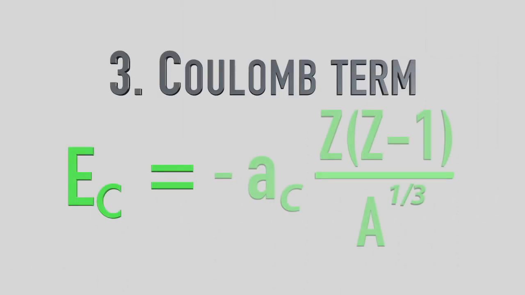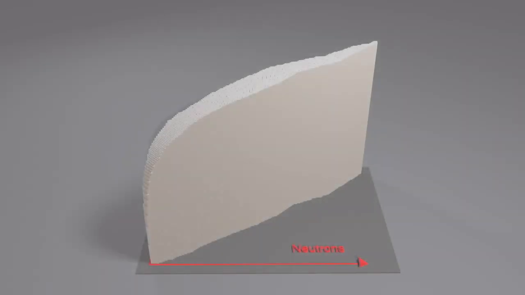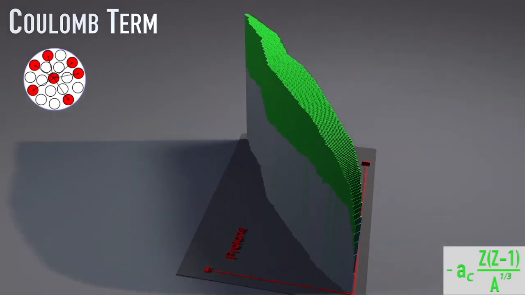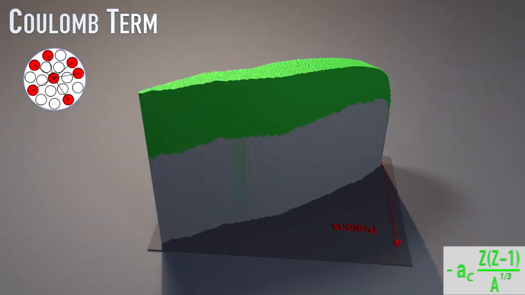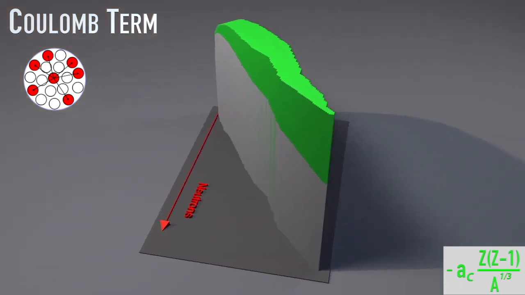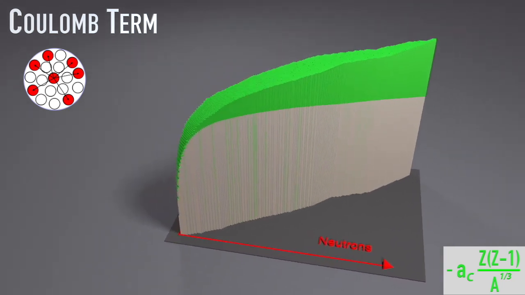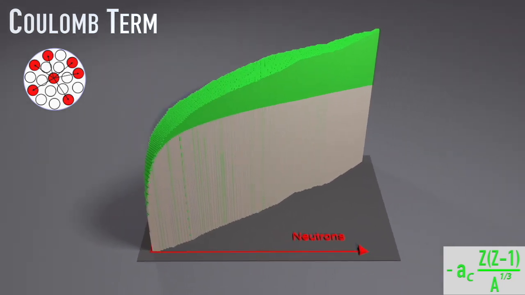Coulomb term. The binding energy per nucleon is reduced by the repulsive electric Coulomb force between protons. In contrast to the nuclear force, the Coulomb force is not a short-range force. Thus, all Z protons repel from the Z-1 remaining protons, making the force quadratic in Z. Therefore, the Coulomb repulsion is much larger for nuclides with a larger number Z of protons.